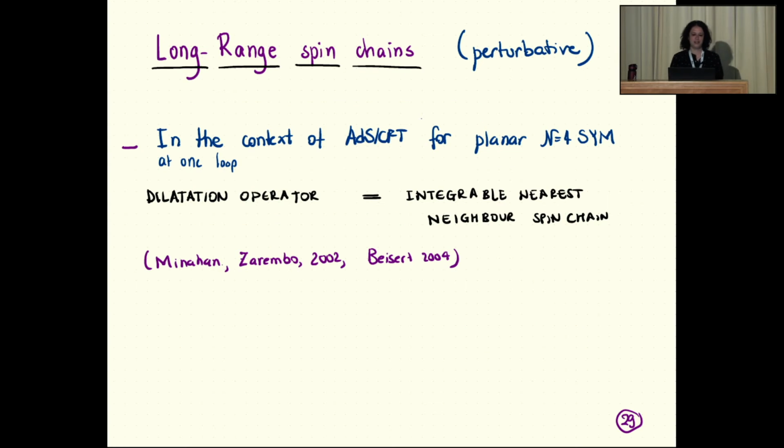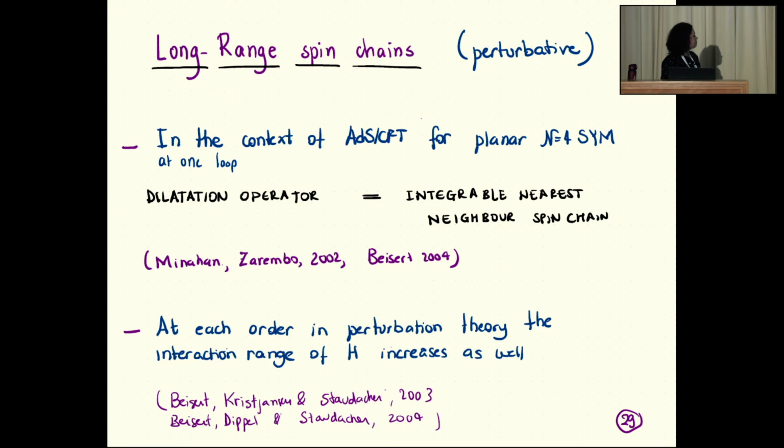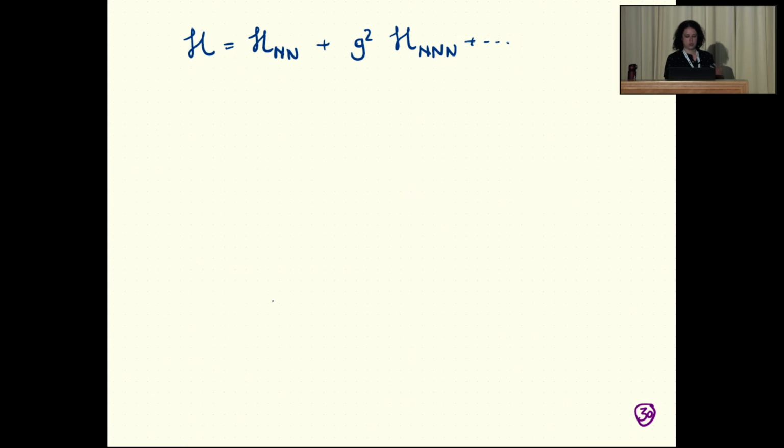Okay, so just saying a few things that we all know. In the context of AdS/CFT for planar N=4 at one loop, we know that the dilatation operator can be related to the integrable nearest neighbor spin chain. And at each order in perturbation theory, the interaction range of this Hamiltonian increases. So at one loop it is nearest neighbor, at two loops it is next to nearest neighbor, and so on and so forth. And the full Hamiltonian will have an infinite range.